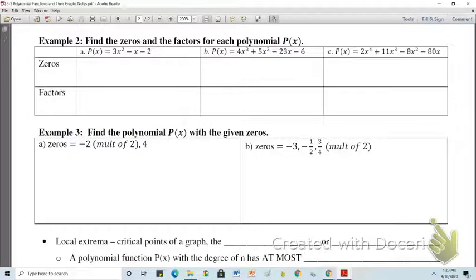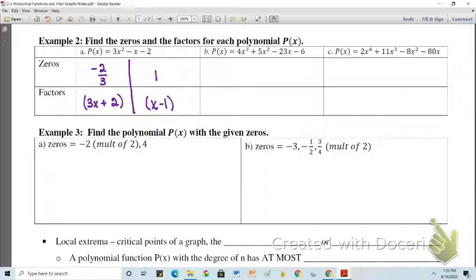So since this had a degree of 2, I knew there were going to be 2 zeros. And we just found them. It was negative 2/3 and 1. So negative 2/3 as a factor, remember our denominator becomes our coefficient. I change the sign, put the numerator. And 1 is simply x minus 1.